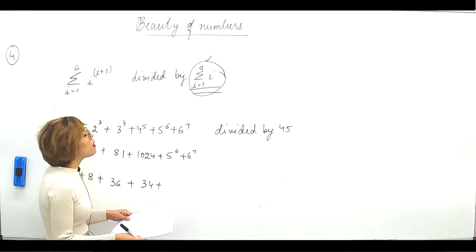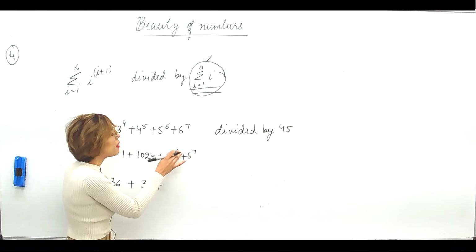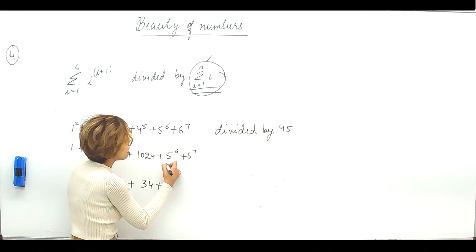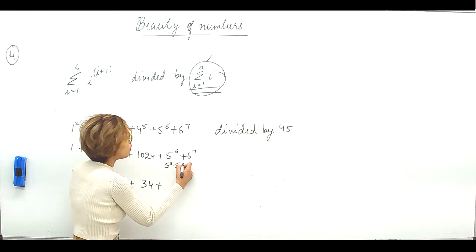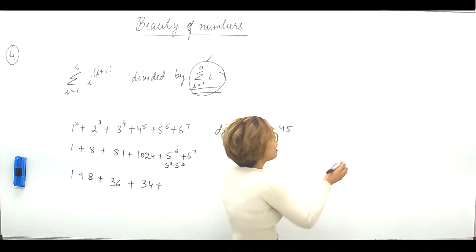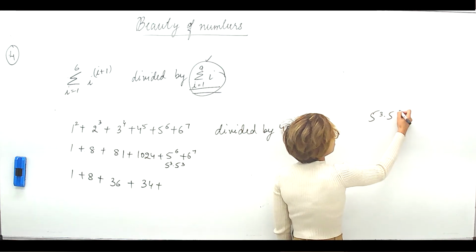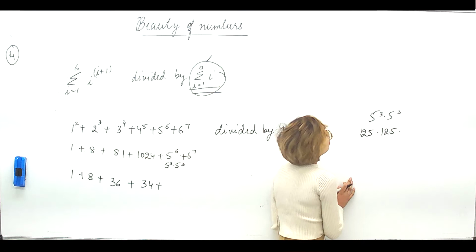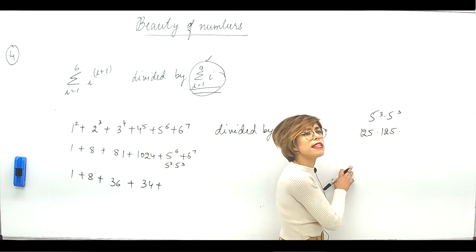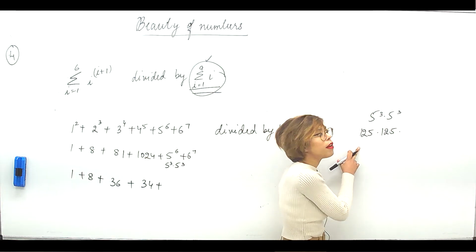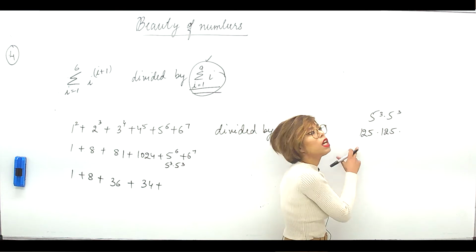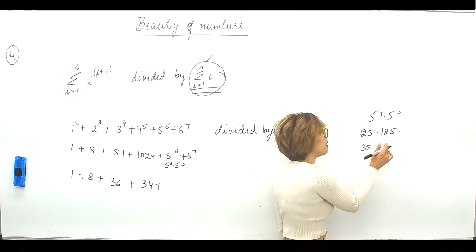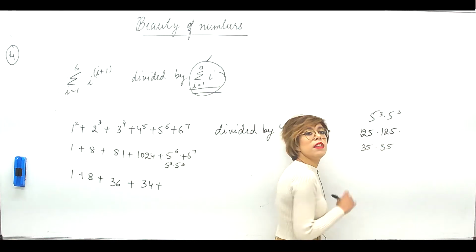Plus, now the thing is, this is 5 raised to 6, so I'm not interested in evaluating this. So what I can do is split this up. I can write 5 raised to 6 as 5 cube into 5 cube, which is 125 into 125. Now, when you divide 125 by 45, 45 is 90, so that means the remainder is 35. Remainder is 35.